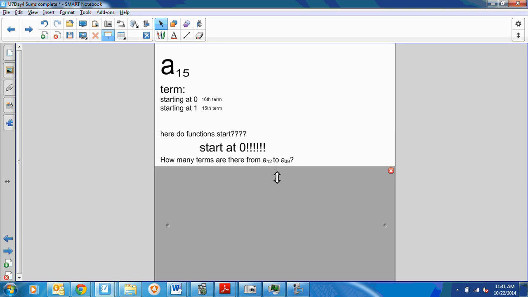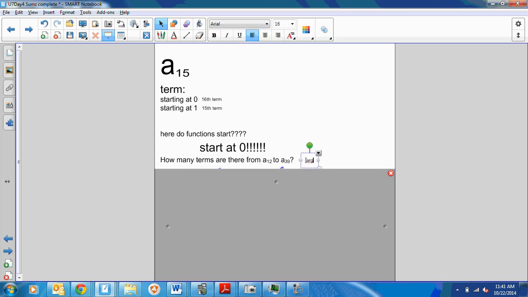Something we talked about also is how many terms there are. We have in our sum equations, sum up the first 50. Well, then there's 50 terms. But if I say I want the sum from a sub 12 to a sub 39, I have to know how many terms. Now, you can count on your hands, maybe some smaller examples, but to generalize it, what you're going to have to do is take the large subscript minus the small, and then add 1.